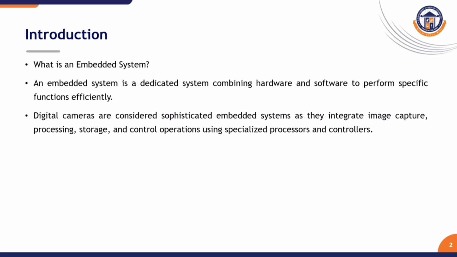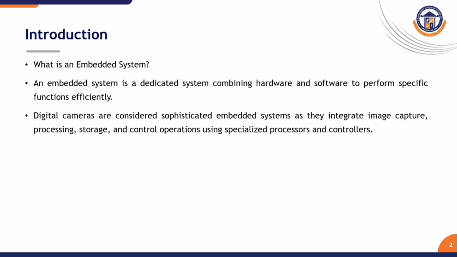What is an embedded system? An embedded system is a dedicated system that combines hardware and software to perform specific tasks efficiently. Unlike a general purpose computer, which can run many applications, an embedded system is designed for one fixed function. Now, think about a digital camera. A camera is not used for browsing the internet or writing documents. Its only purpose is to capture images or videos, process them, store or display them. This makes a digital camera a perfect example of an embedded system.